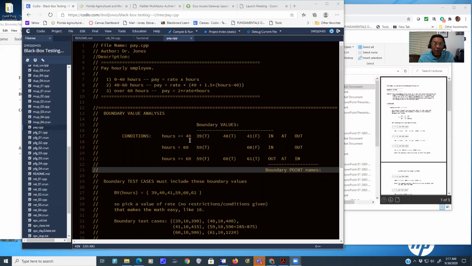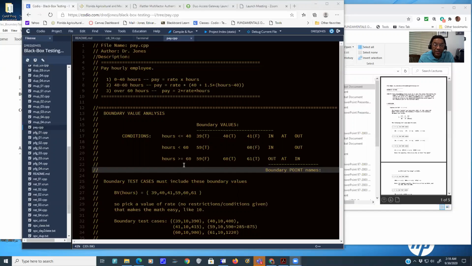All right? So this results in 3 conditions that you derive from the specification. One is hours less than or equal to 40. Another is hours less than 60. And another hours greater than or equal to 60. And when you test your program, you would automatically just pick any hours that you want less than 40. You might say it's 10 hours. For hours less than 60, you might say, let's be a little different from this, and let's say 50. Hours greater than or equal to 60, you may say 80.